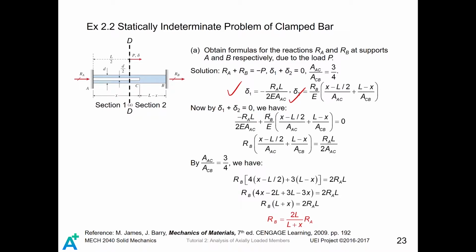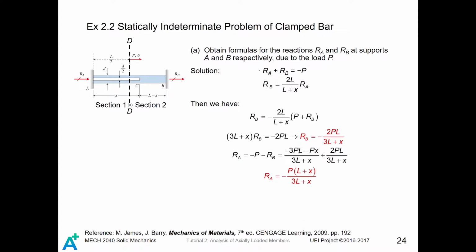Now we add them together to get this formula, and then do a lot of simplification. Also, we try to eliminate the denominator by using the area ratio relationships. Then we can find RA equals 2L divided by L plus X times RA. For those steps, I try to skip them, and you should try to understand them yourself because it is fundamental to engineers. Now, by integrating those 2 formulas, we can solve the system of RA and RB. Then, by a lot of calculation, we find RB and RA.